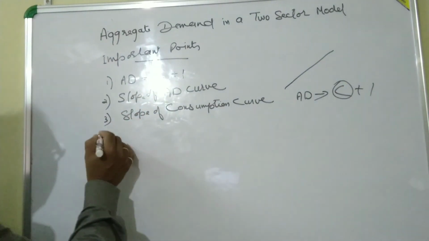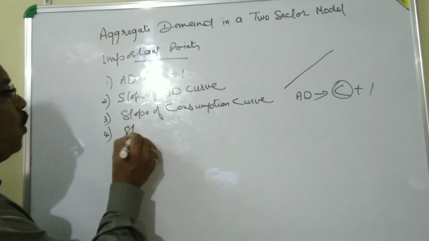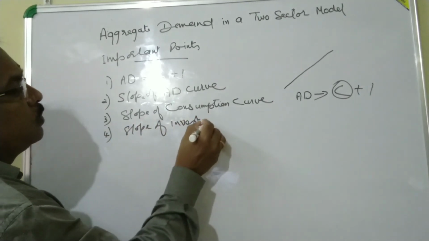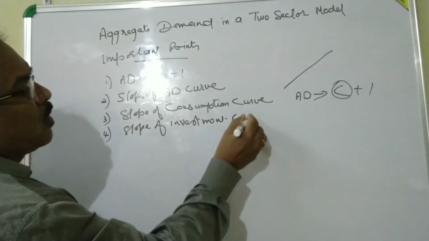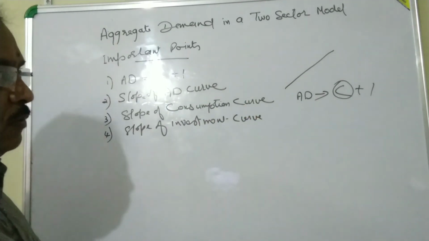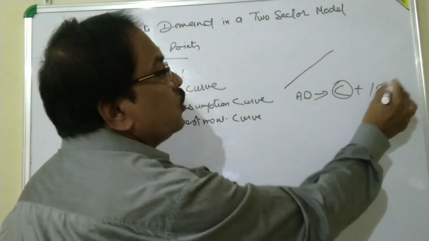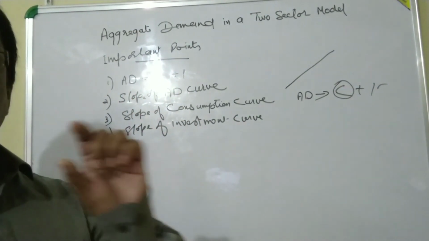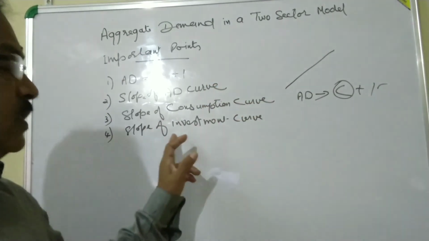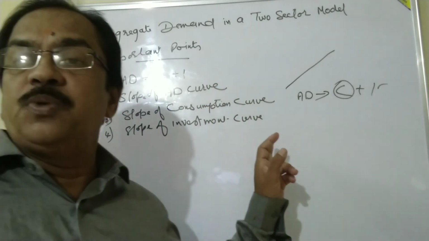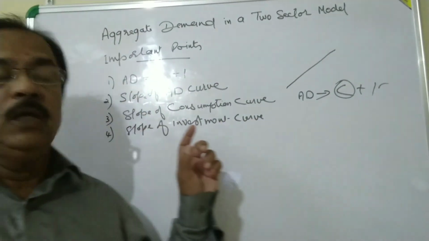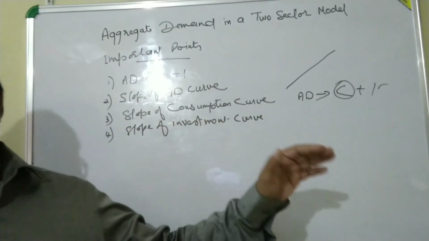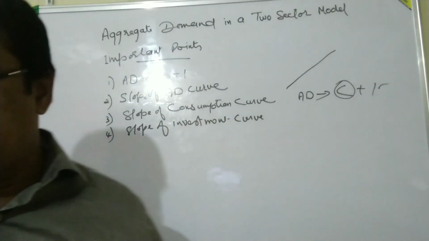Then the fourth thing we have to see is the slope of the investment curve, that is I. Here I is fixed. We have seen that I is constant. So I is a straight line. The investment expenditure is fixed, so your investment curve is a straight line parallel to the x-axis.